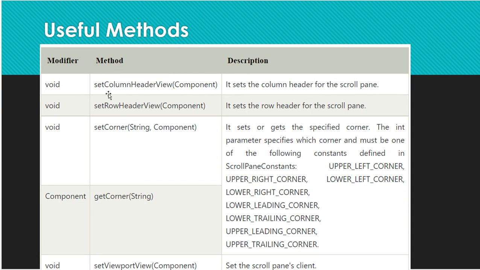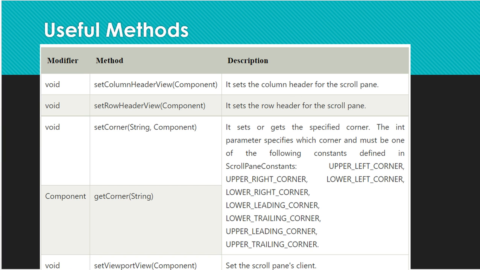These are some methods: void setColumnHeader, setRowHeader, setCorner, getCorner, setViewportView. setColumnHeaderView means where you set the header for the column. setRowHeaderView, where we can set the header for the row. Corner, you can set the upper right corner, lower right corner. getCorner, you can get these things. So now this is all about the methods of JScrollPane.